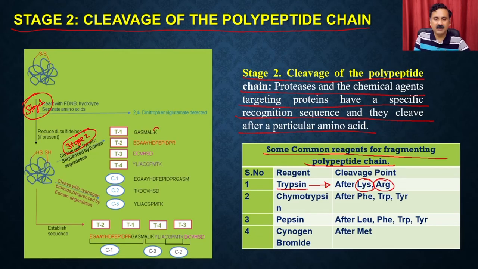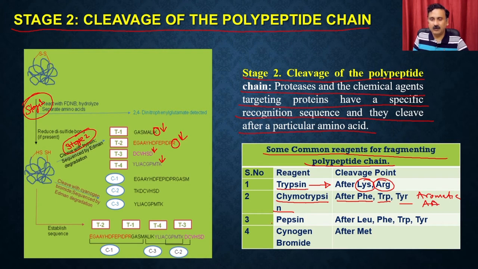For example, these are the peptides generated by trypsin. If you treat it with trypsin, it cuts wherever you have lysine or arginine. For example, here it has cut, and here it has cut. Wherever you have lysine and arginine, it cuts, and that's why it generates different fragments. Similarly, you can use chymotrypsin. Chymotrypsin cleaves the peptide after phenylalanine, tryptophan or tyrosine, which means after the aromatic amino acids.